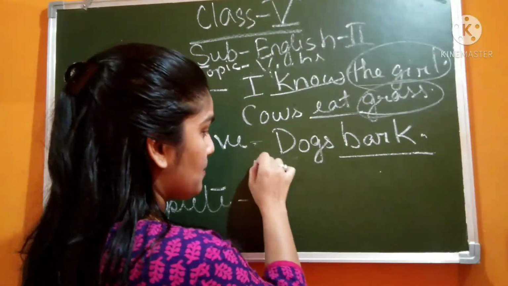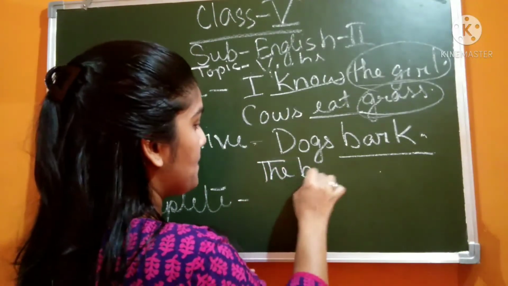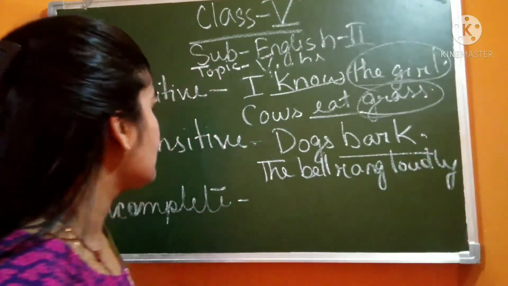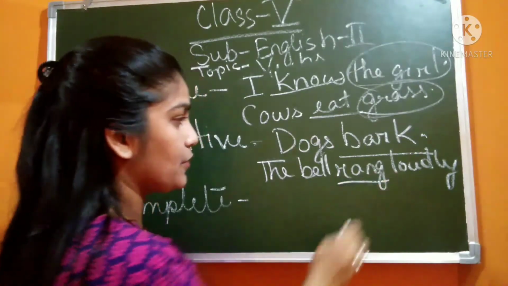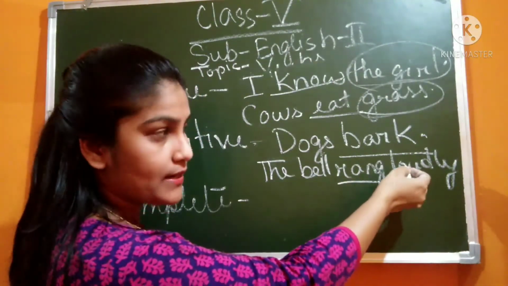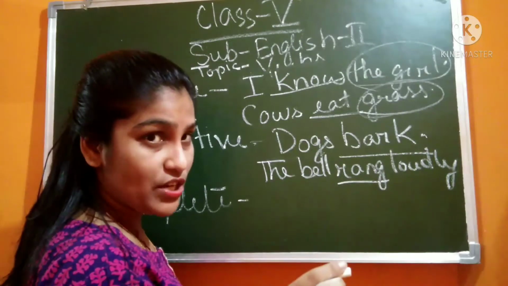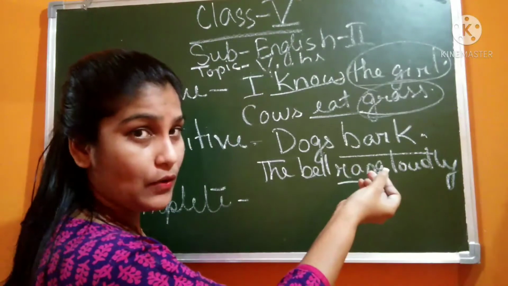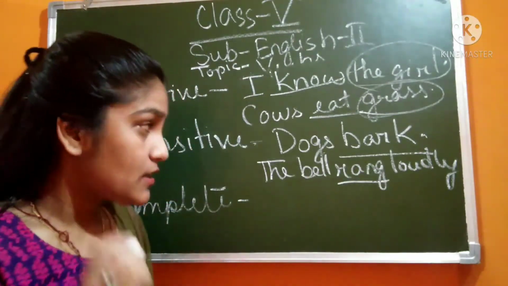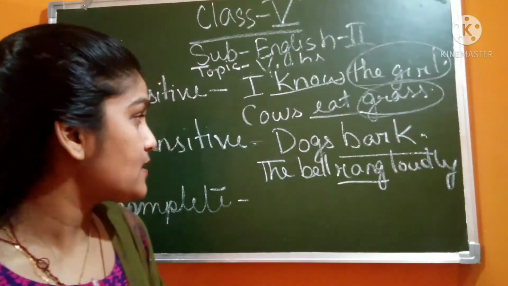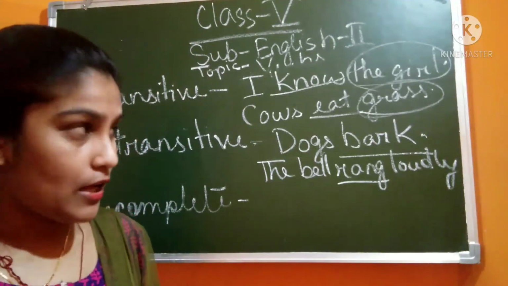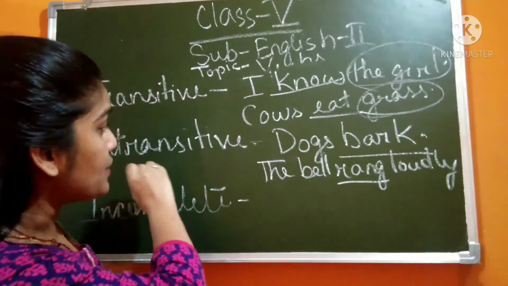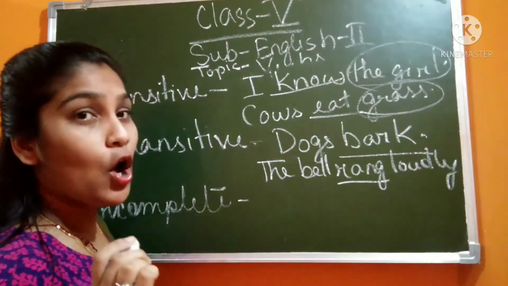If I write another example, the bell rang loudly. Here rang is the verb. After that I have used a word, loudly, but still this is not an object, okay? Why? Because this is an adverb. The bell rang loudly. So if it doesn't need an object to complete its action, that is called an intransitive verb. Understood? Transitive verbs need an object and intransitive verbs do not need an object.